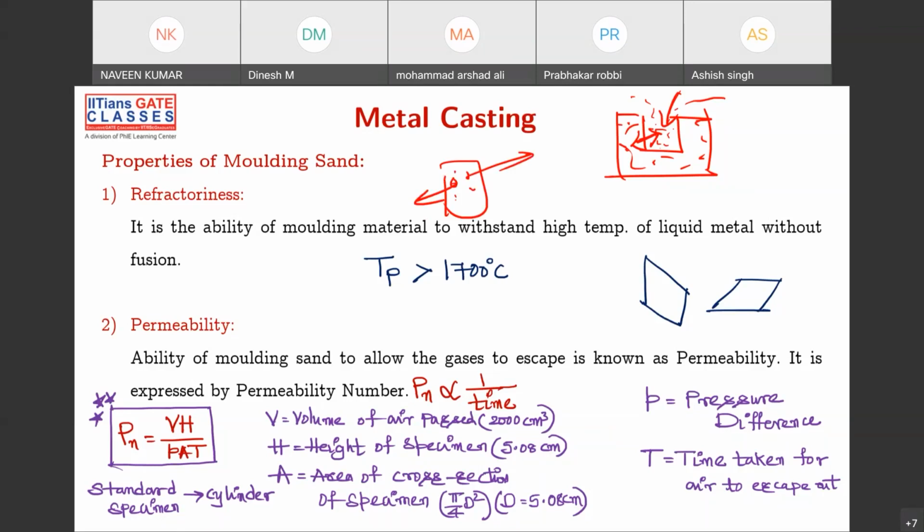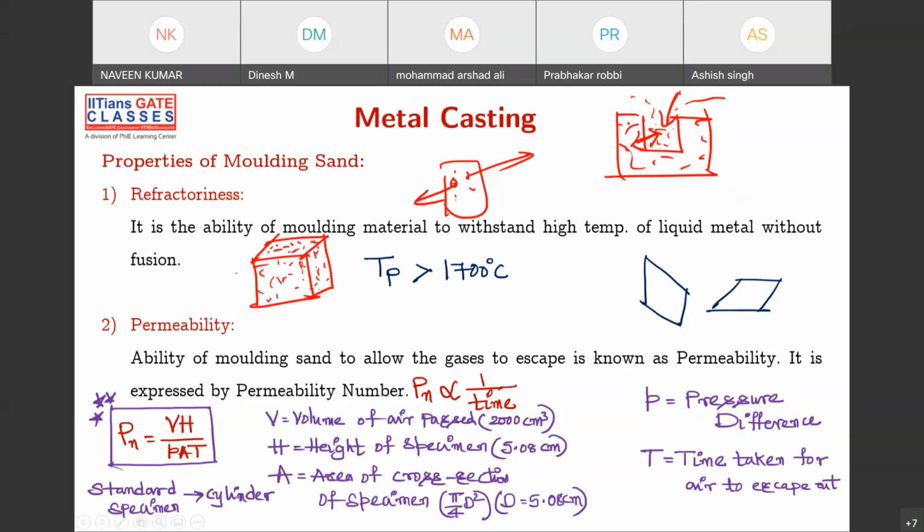That kind of ability to allow the gases to escape from the molding sand is known as permeability. The ability of molding sand to allow the gases to escape is known as permeability. It is expressed by the permeability number, obviously. Let me take one example. Say we have a box, full of molding sand, made in the form of a cube. There is no cavity, nothing is there.